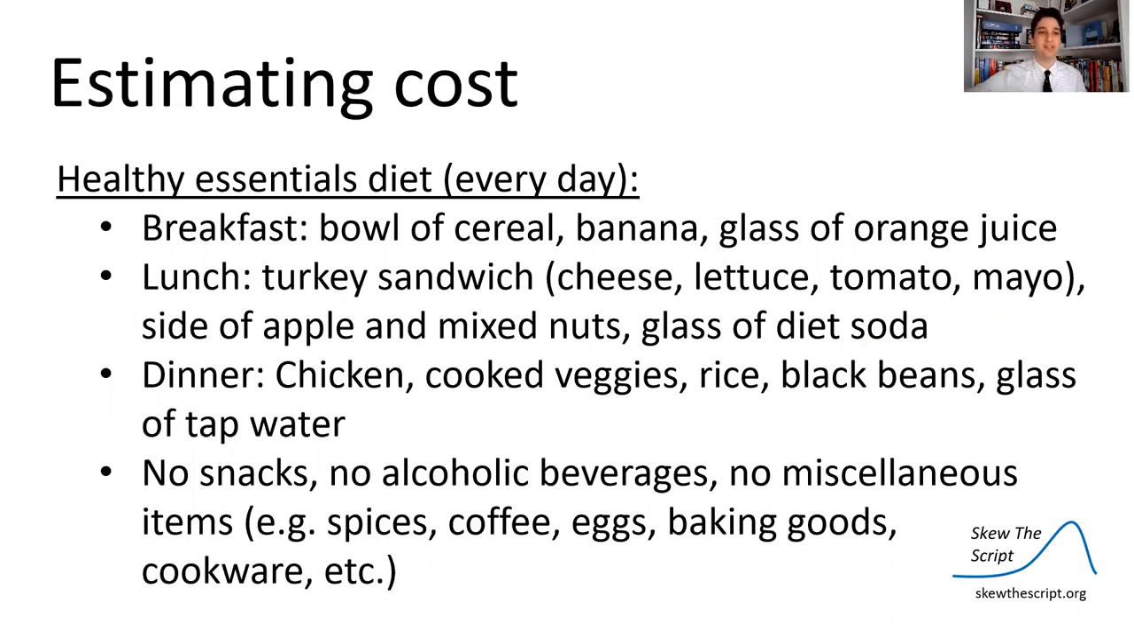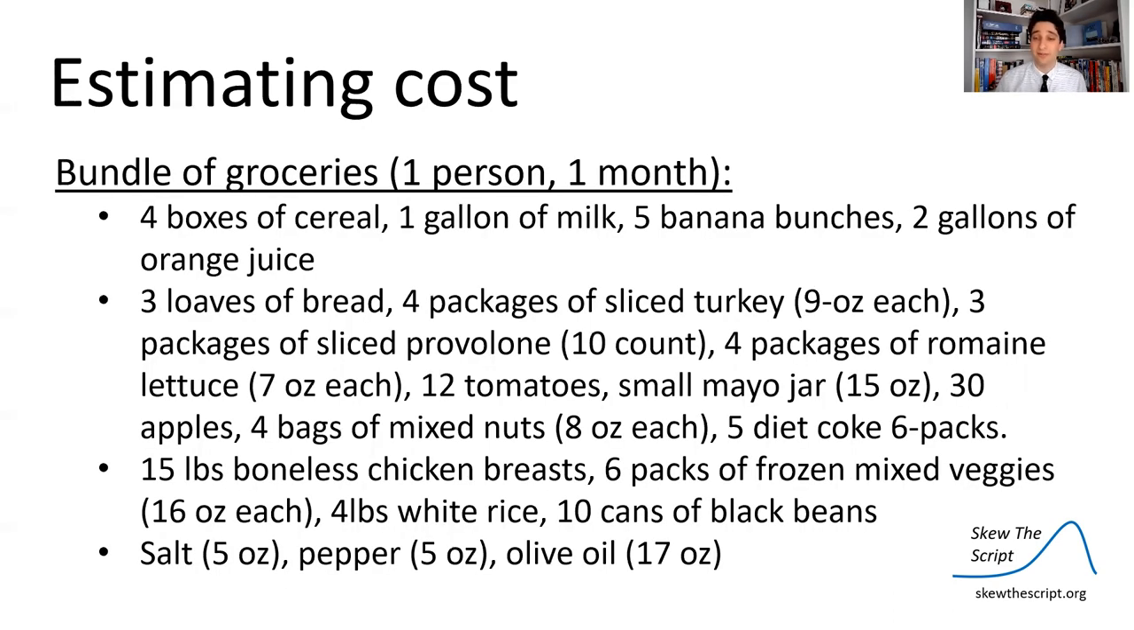So every day, imagine that you, for breakfast, eat a bowl of cereal, a banana, and a glass of orange juice. Then for lunch, you eat a turkey sandwich with some pretty plain fixings, a side of apple and mixed nuts, a glass of diet soda. And then for dinner, you just have chicken, veggies, rice, black beans, and tap water. And note that this diet, if you assume it every day, has no snacks, no alcoholic beverages, no miscellaneous items. It's just a pure essentials only diet. So hopefully food stamps would cover this.